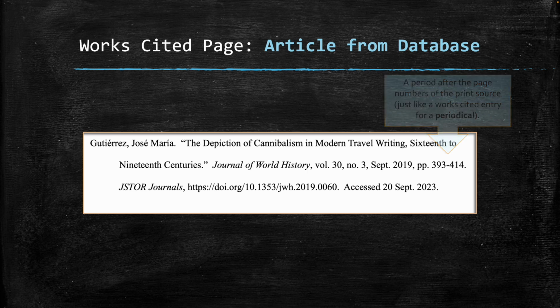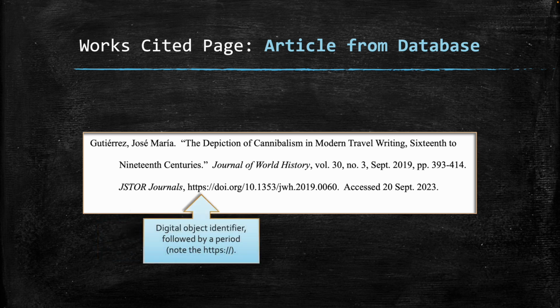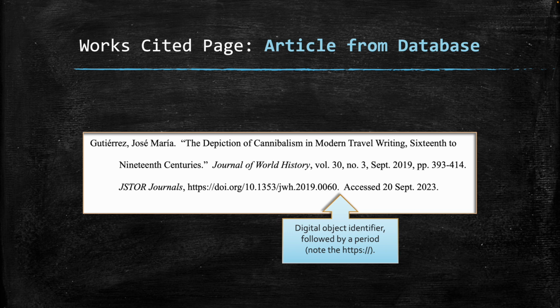After that period comes the title of the database, which you'll see is italicized, as it should be, followed by a comma, and then the digital object identifier. And you'll notice that I still have the HTTPS in there. That's because it's a DOI. If I were putting a URL in there, I would be cutting the HTTPS from it, and then I have my access date and then a period at the end of it.